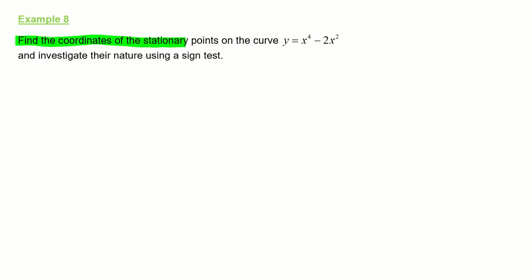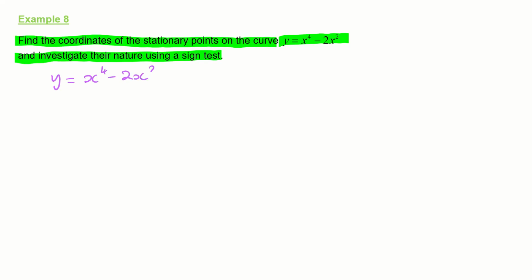Find the coordinates of the stationary points on the curve y equals x to the 4 minus 2x squared and investigate their nature using a sign test. So we have y is equal to x to the 4 minus 2x squared. So differentiating will give us 4x cubed take away 4x. And we want that to be equal to 0 for our stationary points.